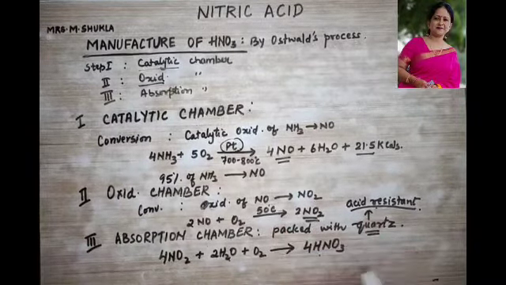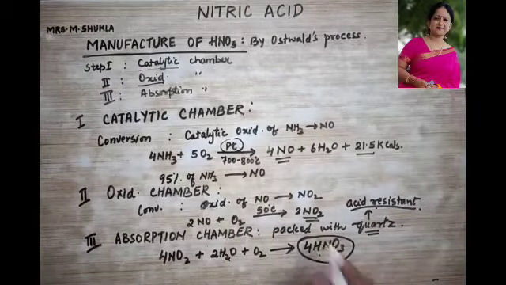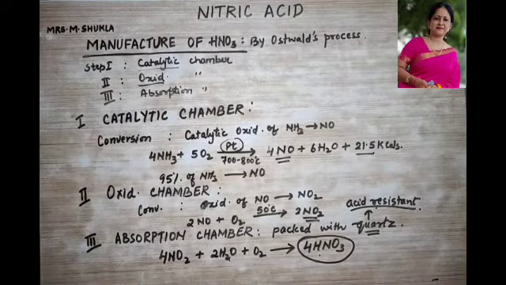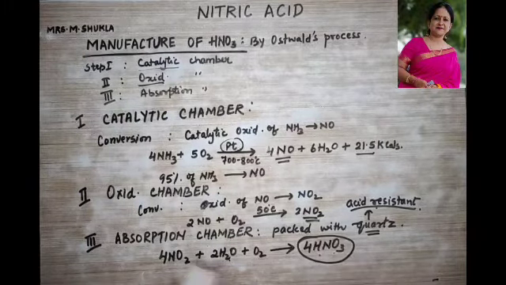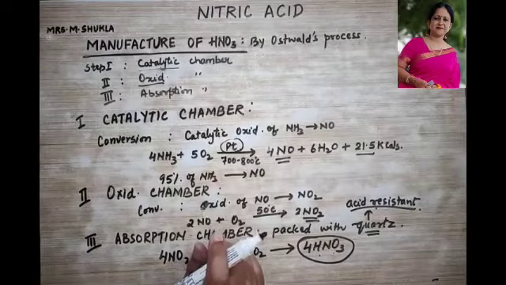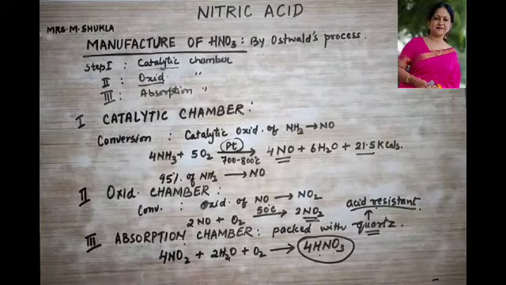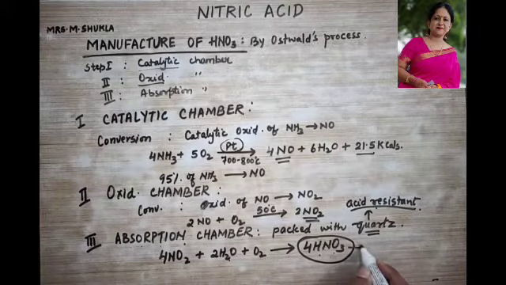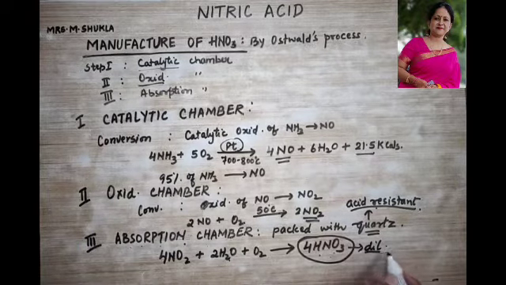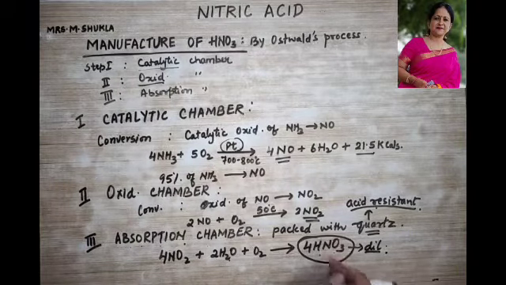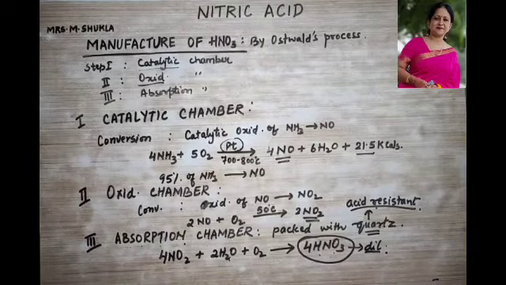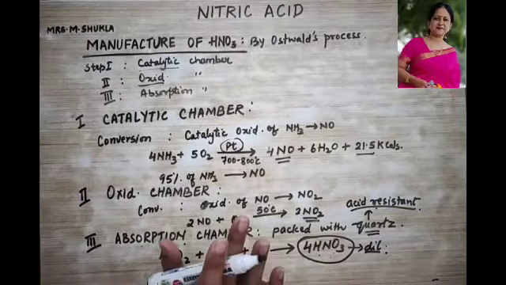Now, next, I want to talk about the product that is formed over here, that is the nitric acid. What do we know about this? This is the dilute nitric acid which is collected at the base of the absorption tower. Clear? This dilute acid can be further concentrated. Now, firstly, what is the percentage of the dilute nitric acid that we have collected? Only 50% nitric acid.